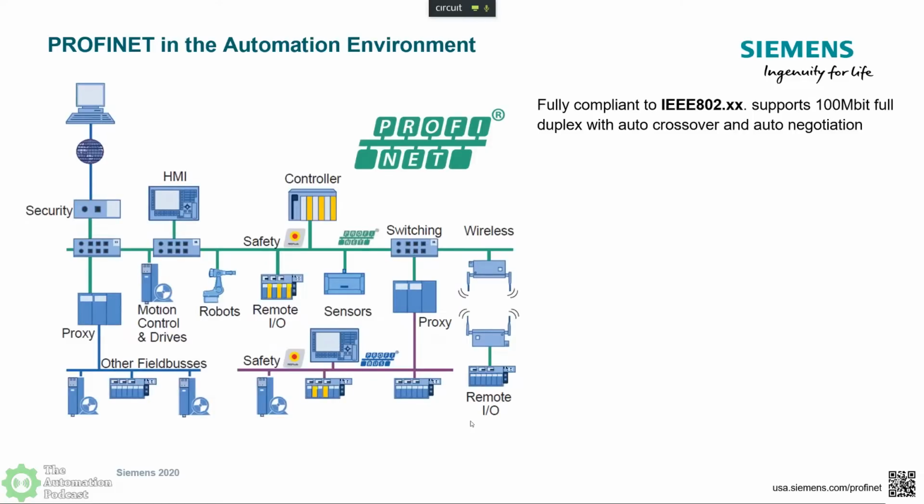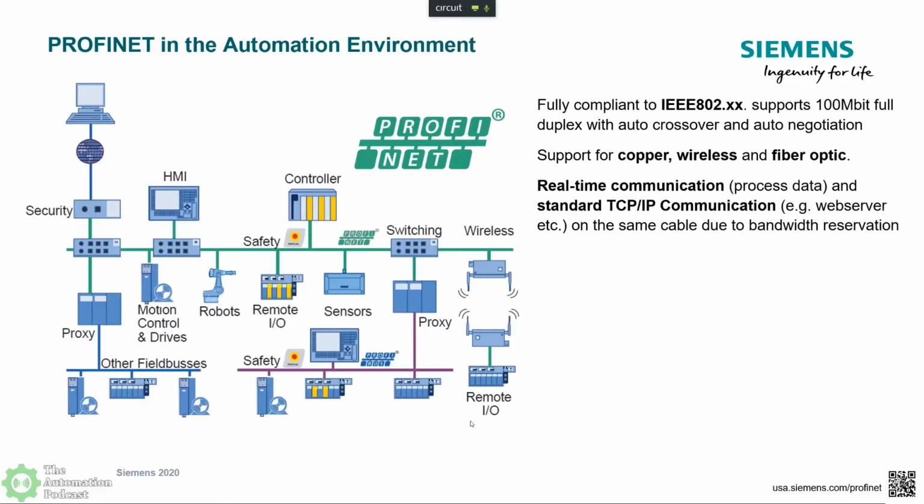So PROFINET in an automation environment is fully compliant to IEEE 802. It supports 100 megabit full duplex with auto crossover and auto negotiation. It supports communication on various media types such as copper, fiber optic, and wireless communication.